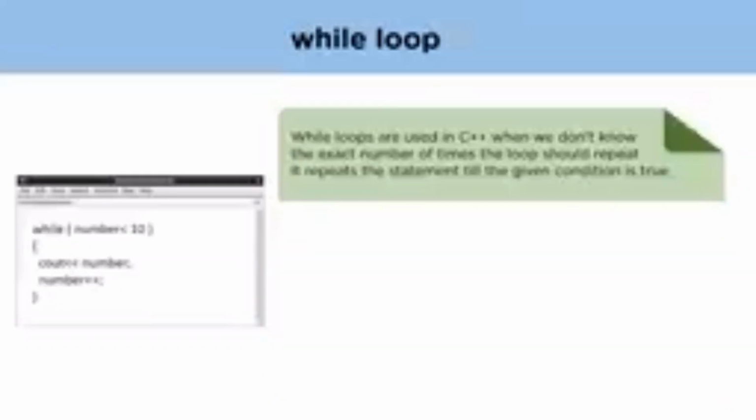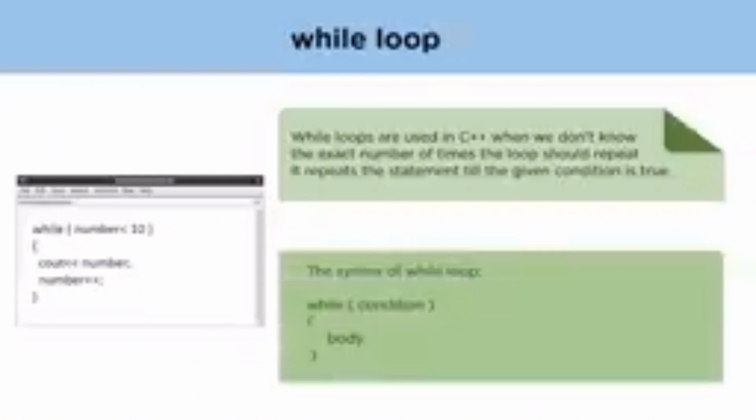Another type of loop is while loop. While loops are used in C++ when we don't know the exact number of times the loop should repeat. It repeats the statements till the given condition is true. The syntax of while loop is the while keyword and a condition in the brackets, and the loop will iterate till that condition is true. And once the condition becomes false, then the control passes outside the loop.